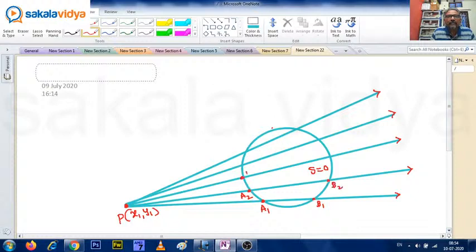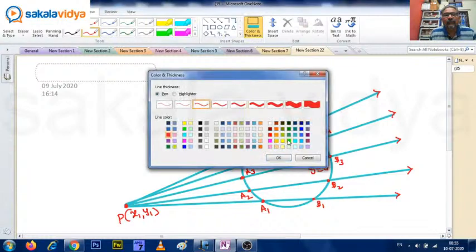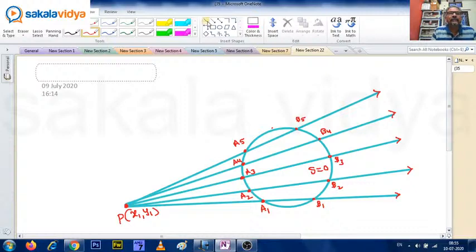So let us consider this is A3, this is B3, A4, this is B4. Suppose this is A5, this is B5. Okay. Now, for example, at the point of intersection of each secant, let us draw the tangents. So that means let us draw the tangents now.